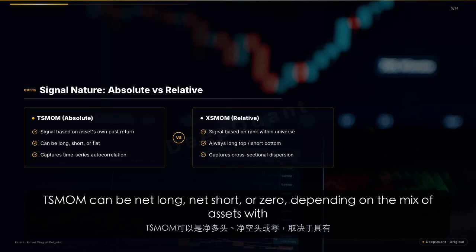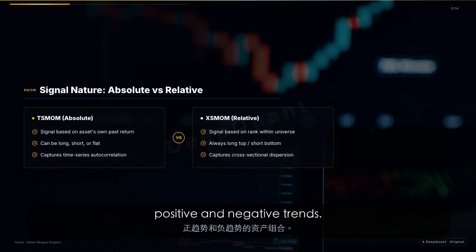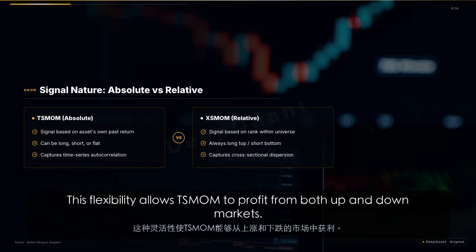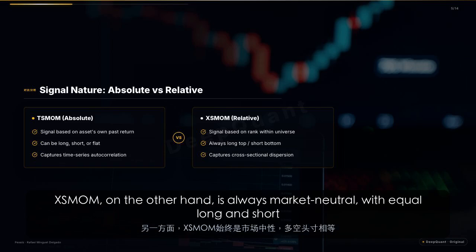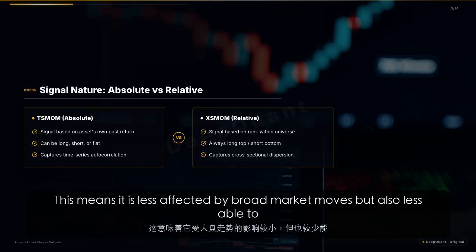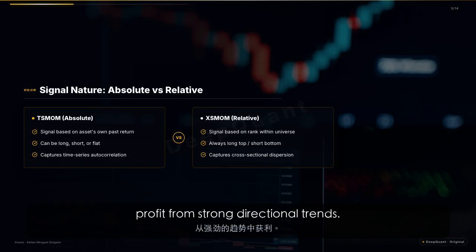TSMOM can be net long, net short, or zero, depending on the mix of assets with positive and negative trends. This flexibility allows TSMOM to profit from both up and down markets. XSMOM, on the other hand, is always market neutral, with equal long and short exposure. This means it is less affected by broad market moves but also less able to profit from strong directional trends.